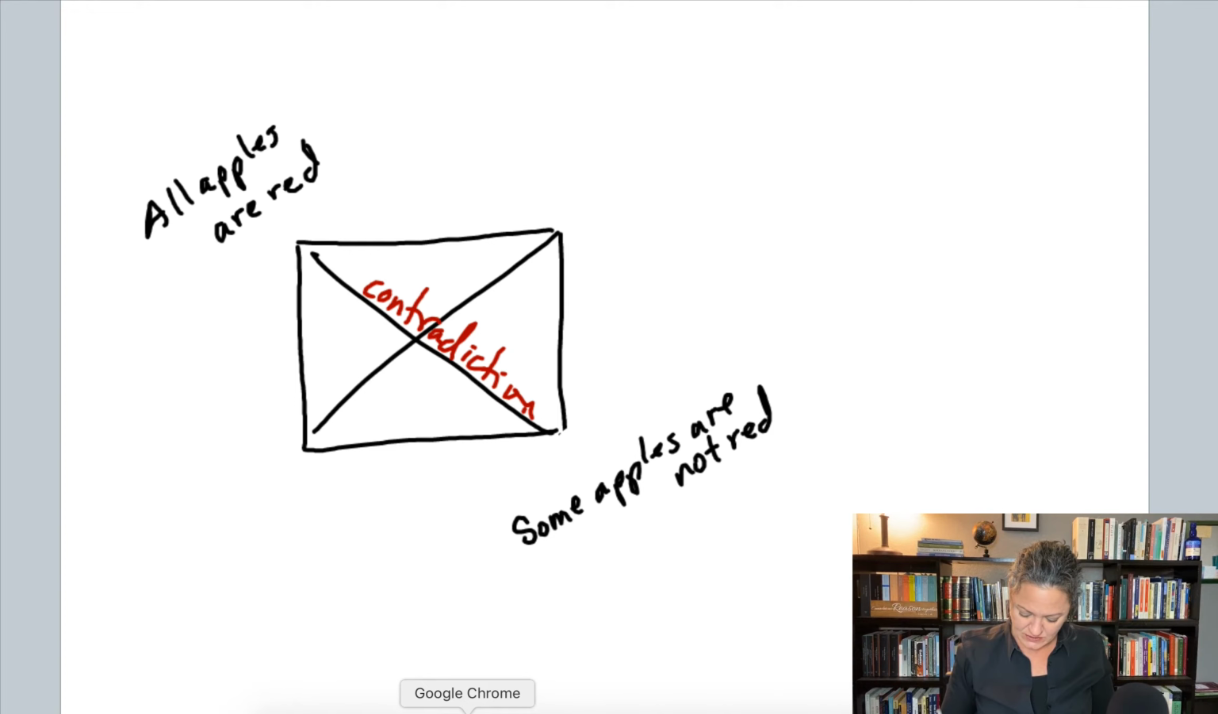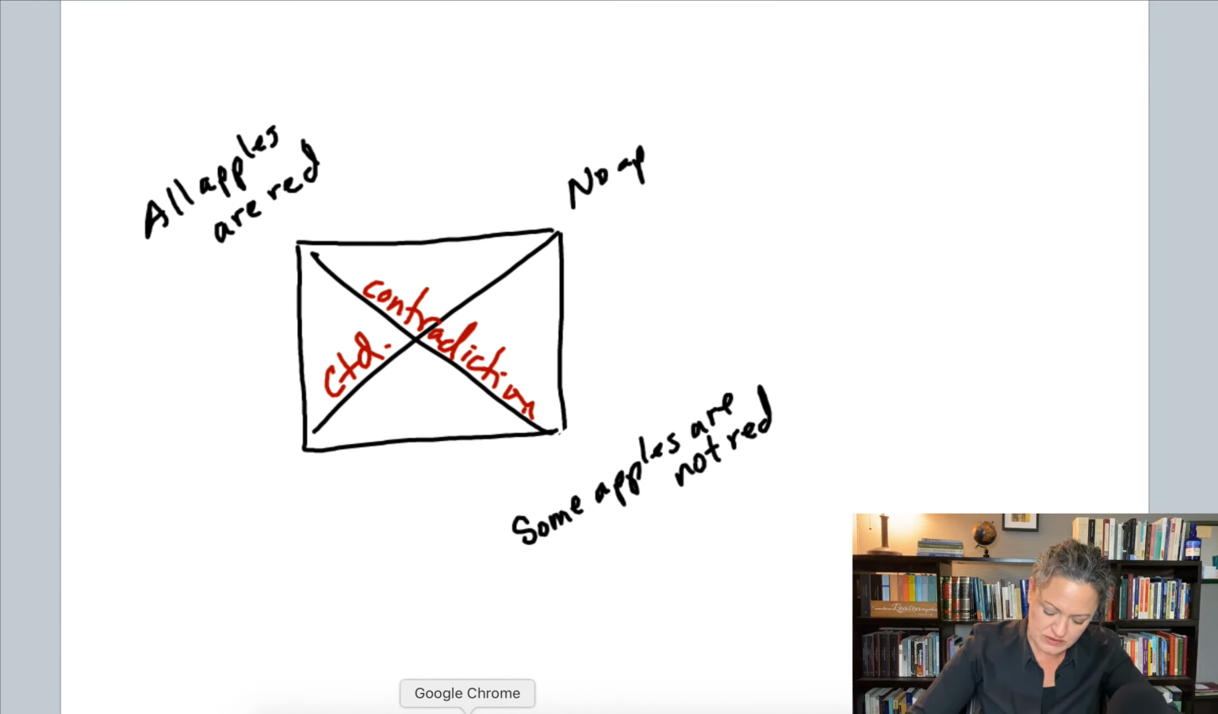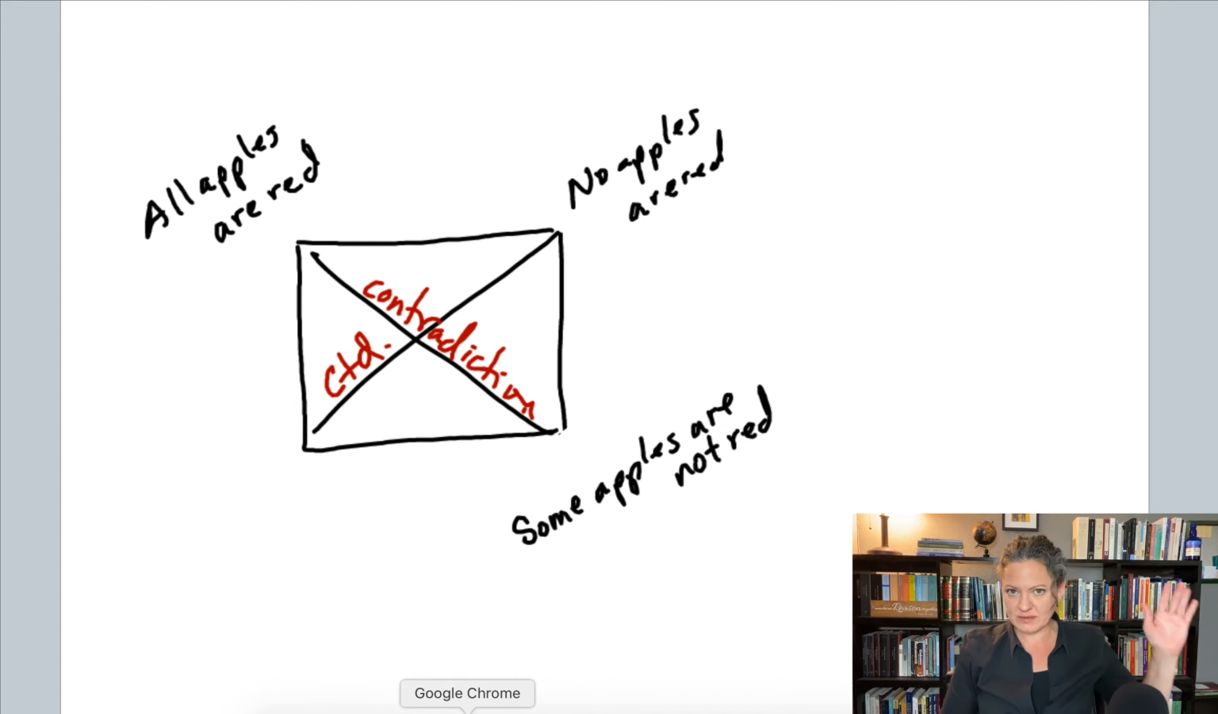All right, so let's look at the other contradiction here. That would be these two corners. What's the contrary of all apples are red? I just told it to you. No apples are red, right? What's the contradiction of no apples are red? It has to be a particular affirmative. Some apples are red.